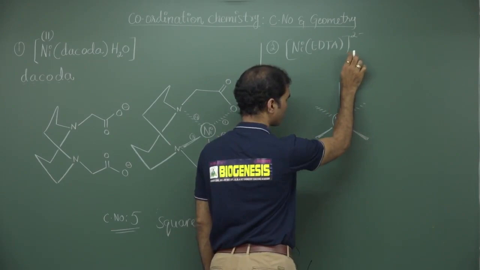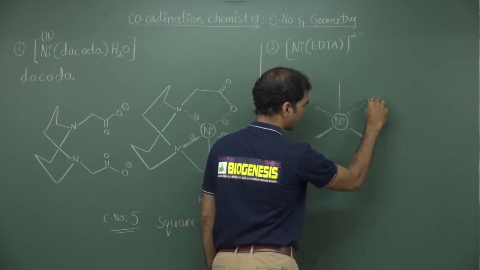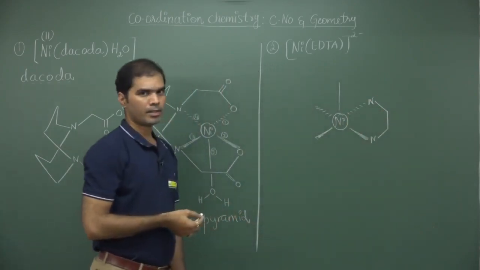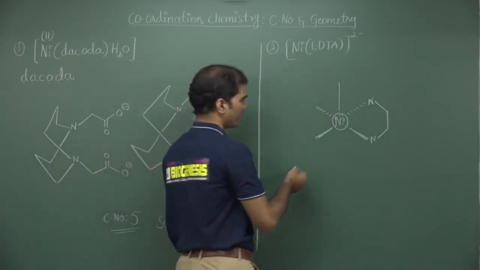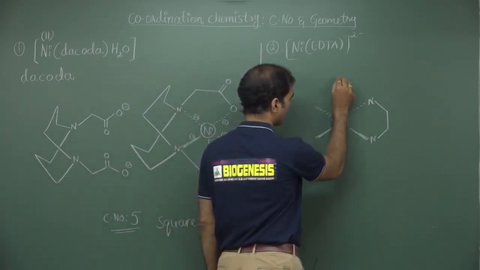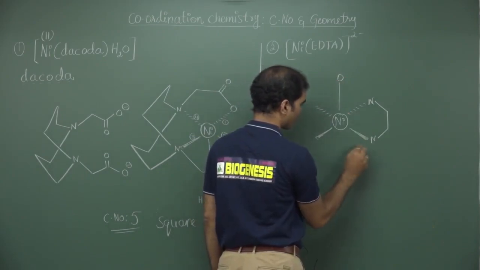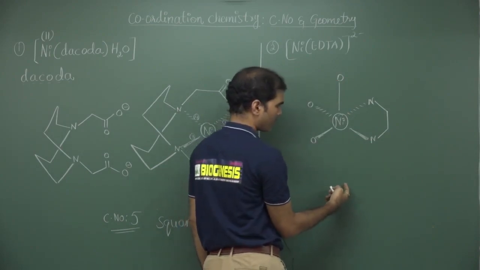So, okay. First let me put ethylenediamine and then tetraacetates. 4 acetates should come. Out of these 4 acetates, here is one oxygen. Now let me put one more here, one more here. The other one will come somewhere here, that I'll put.